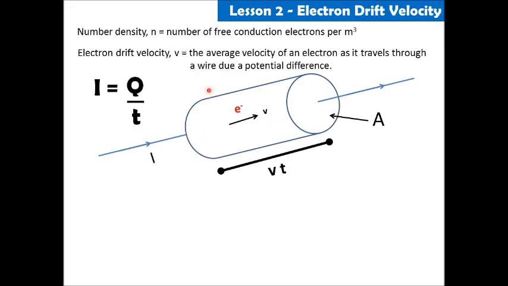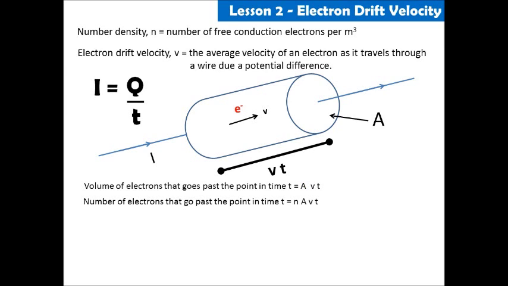So therefore the volume of this cylinder will be A times v times t, because it's area times the length of the cylinder. That means that the volume of electrons that go past the point in time t equals Avt. Now don't forget, we've got n electrons per meter cubed, and if this is the number of meters cubed we've got, then the number of electrons that go past the point in time t is equal to the number of electrons in that volume, which is the number density multiplied by the volume, nAvt.